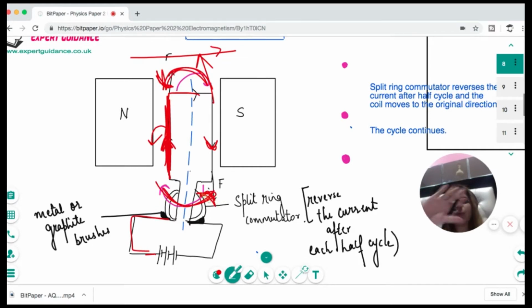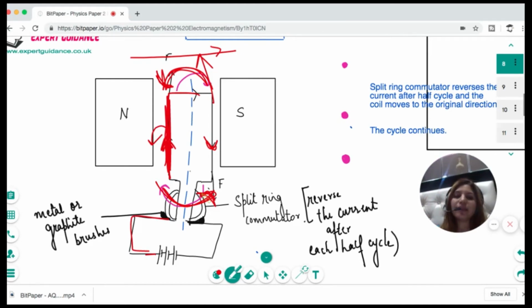As the coil flips, after half a turn, the split ring commutator will reverse the current. So the part of the coil which was moving downwards now moves upwards, and the one which was moving upwards now moves downwards. Then this cycle repeats and the coil keeps on rotating. And this is the principle of an electric motor.